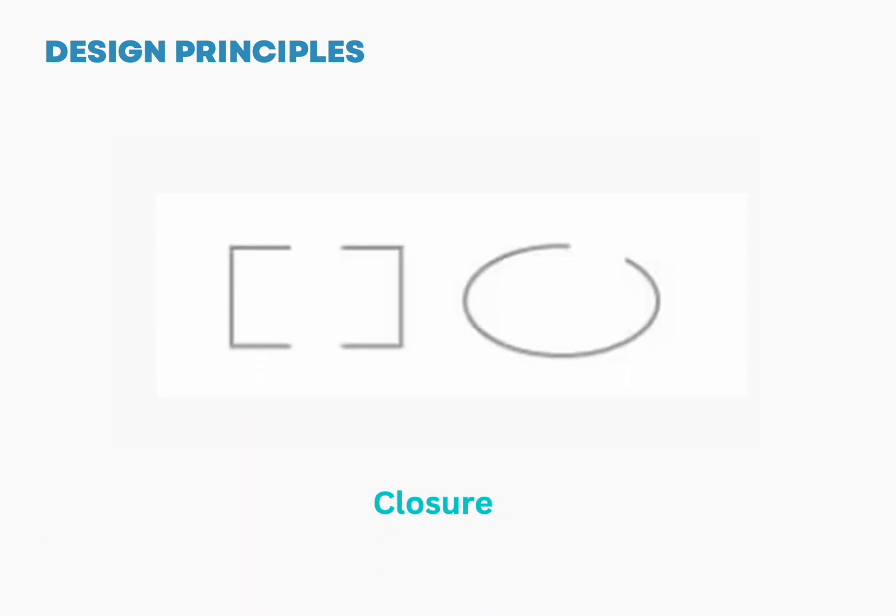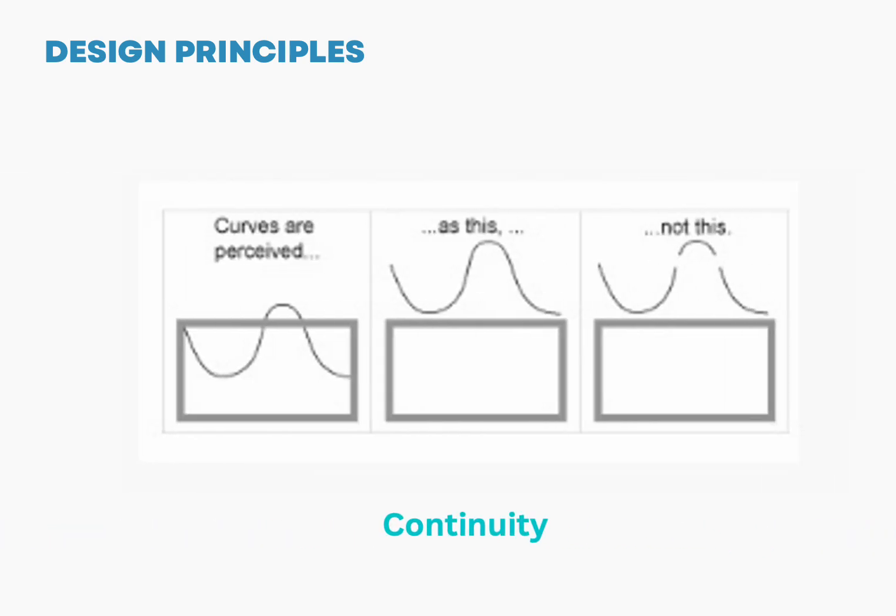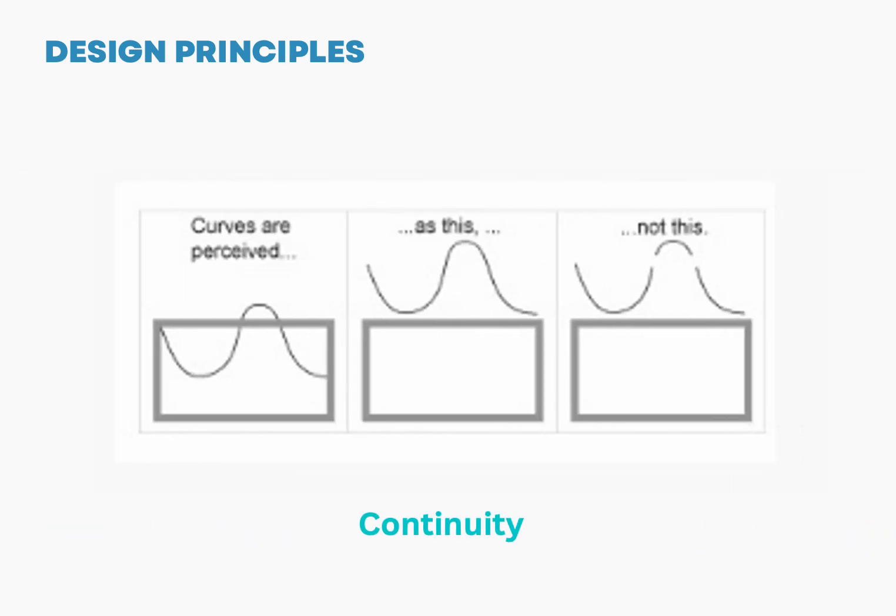Closure: open structures are perceived as closed, complete, and regular, whenever there is a way that they can be reasonably interpreted as such. Connection: objects that are connected by a line are perceived as a group. Continuity: objects that are aligned together or appear to be a continuation of one another are perceived as a group.